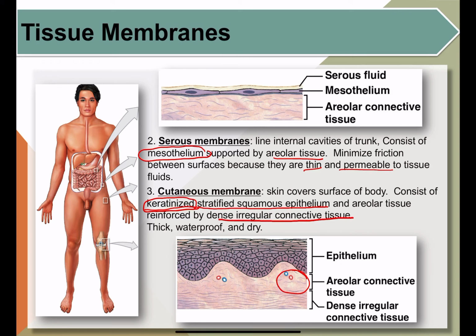Remember how I said the stratified squamous epithelium is usually the epidermis of the skin, for example. And then this down here would be your dermis layer. And dense irregular connective tissue, where those lines I said, some are curved, some are straight, some are all over the place. So those are the irregular, no pattern orientation of this connective tissue underneath.